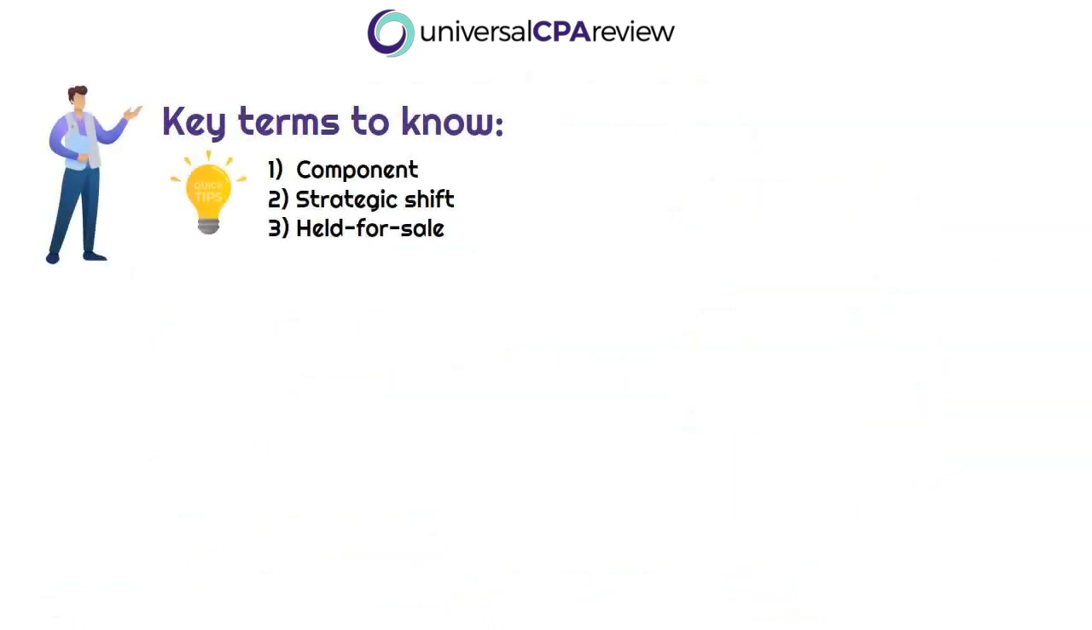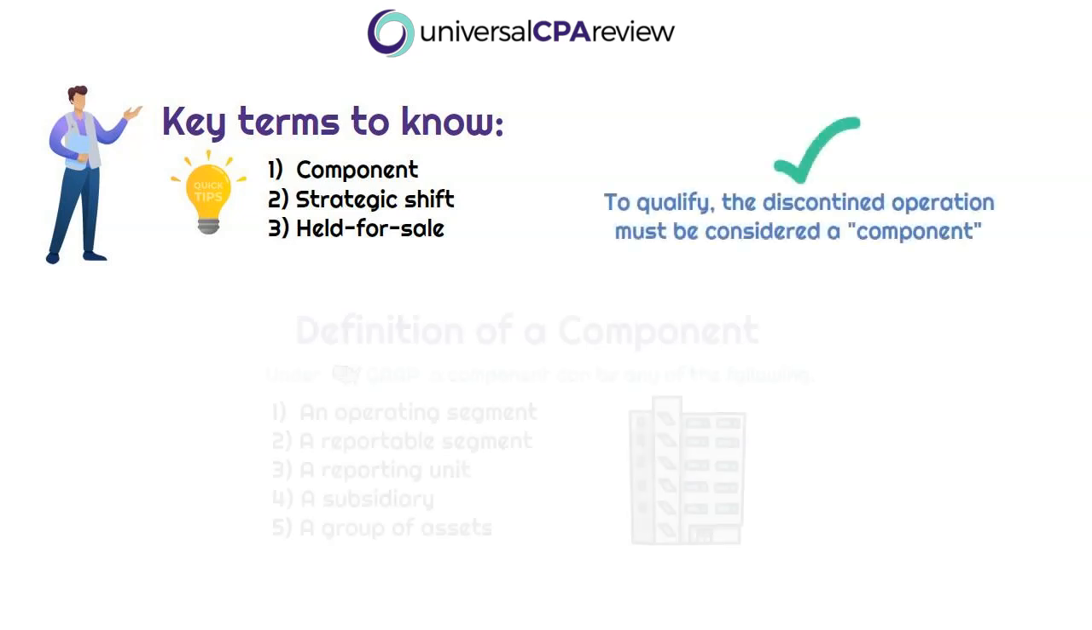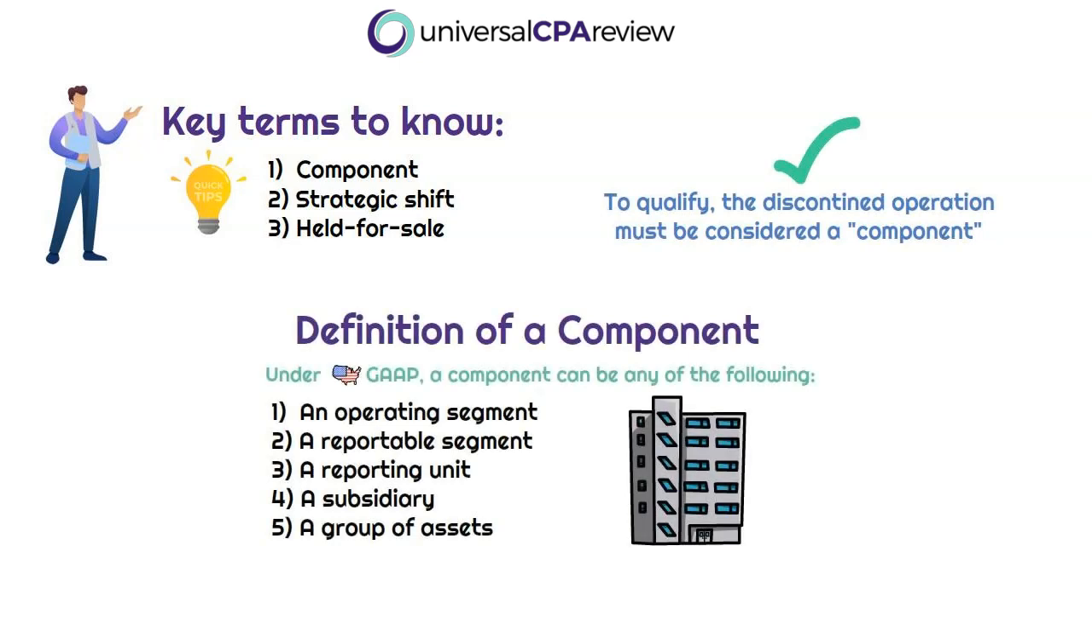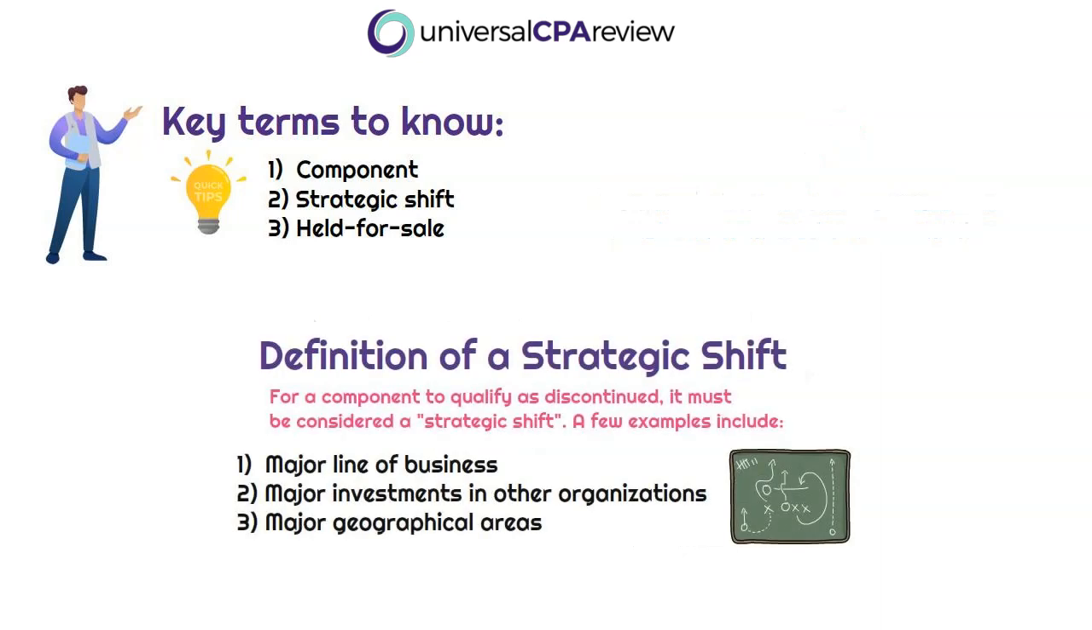So there are a few key terms that we need to understand for discontinued operations. The first one is that it must be a component. We're not talking about a small piece of equipment. We're talking about a large identifiable piece of a business. Now, under US GAAP, a component can be any of the following. It can be an operating segment, a reportable segment, a reporting unit, a subsidiary, or a group of assets. Right? So something quite large. It's significant for the business. It will strategically shift how we look at the business as a whole.